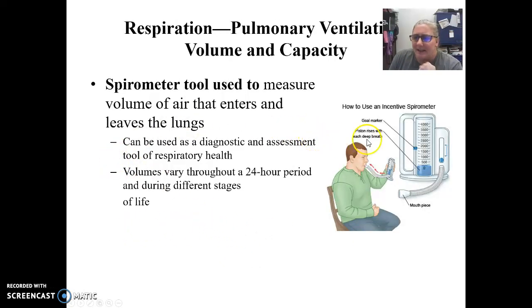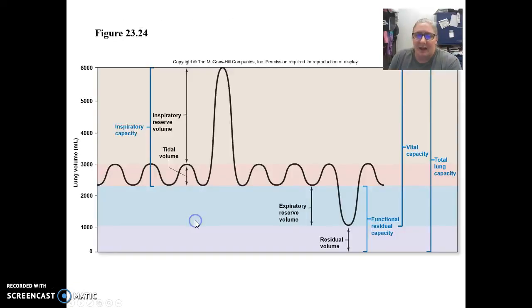So how do we determine this? We use this structure called a spirometer. Spirometers measure the amount of air that we move. We actually can use spirometers to measure other things as well, such as inspiratory capacity. So inspiratory capacity is the amount of air that we can take in with the tidal volume and the inspiratory reserve volume. So above and beyond the normal air that we breathe in, we can actually take in extra air.